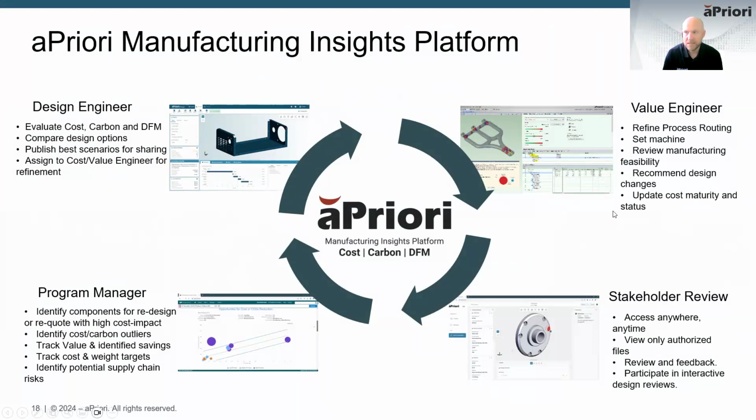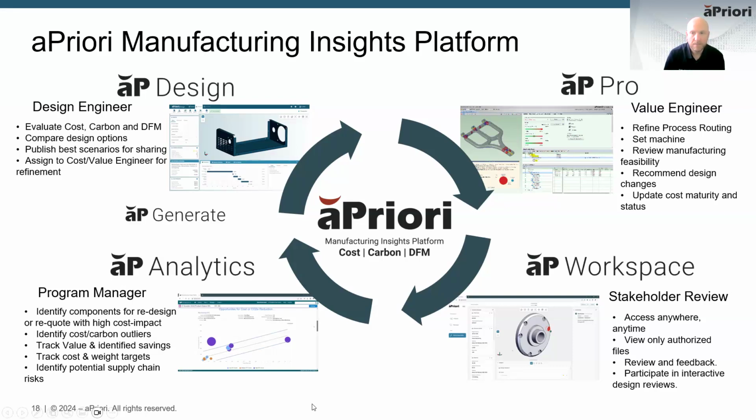So you can take the same data, look at it at a deeper level. It can also be viewed from an analytical point of view and a much higher level to see where we need to focus to look at cost reductions or identify where we've got some DFM issues. And there's also a built-in collaboration tool as well. So we've got a number of applications all tied together on that Manufacturing Insights platform.